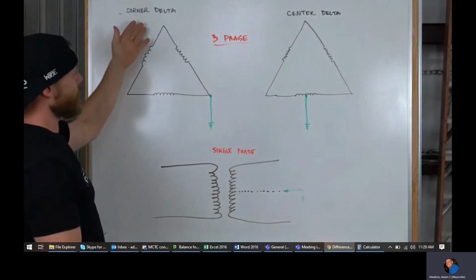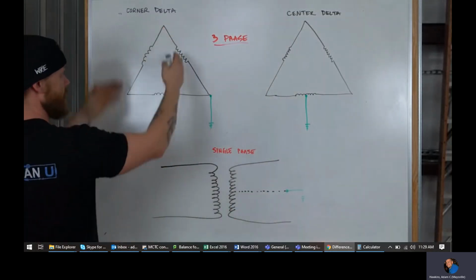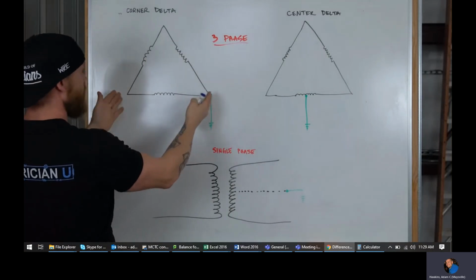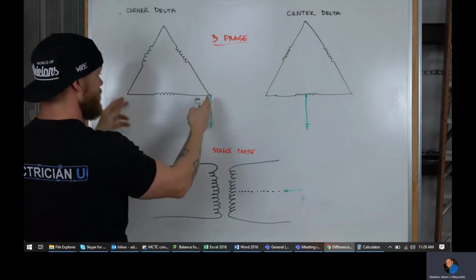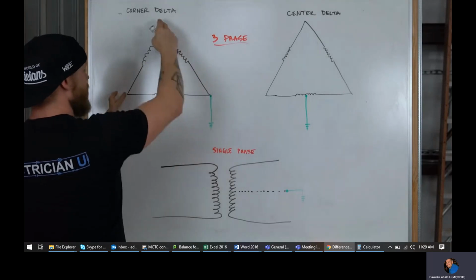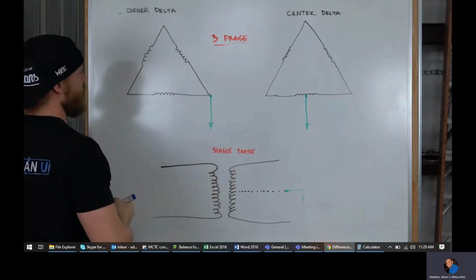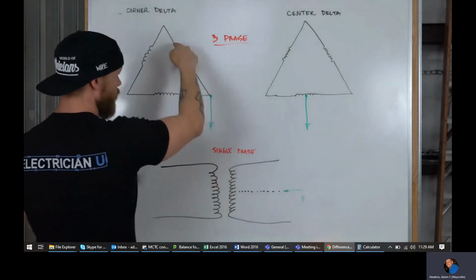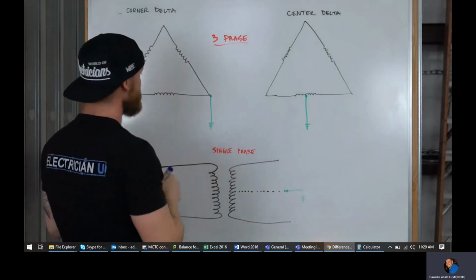So first we're going to look at a corner grounded delta, and that's just a delta configuration. Again, on a delta, that means that each winding of this transformer, there's 3 windings, each one is wired end to end, or in series. With corner grounding, that means that they actually ground one corner, where two of these meet together.